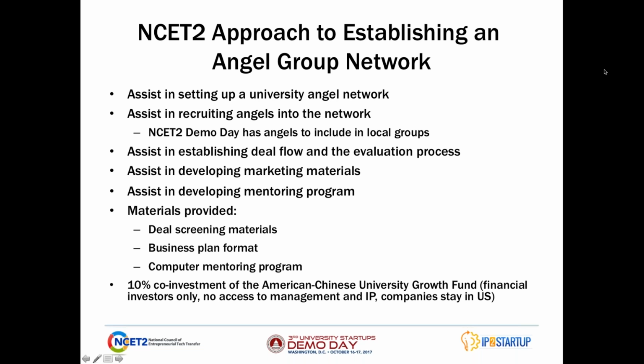And the final thing, which is really nice, is that Tony was able to establish this $1 billion American Chinese University Growth Fund, the $1 billion that was mentioned before, and they're interested in having about 10% of that fund co-invest with the angel fundings that go on in our University Angel Network. So that is another nice benefit that comes out of this. So that's what we can do for you in terms of NCET2, and I think we're open to any questions you might have, and hopefully you'll be interested in at least moving forward, with or without us, and setting up your own angel network.